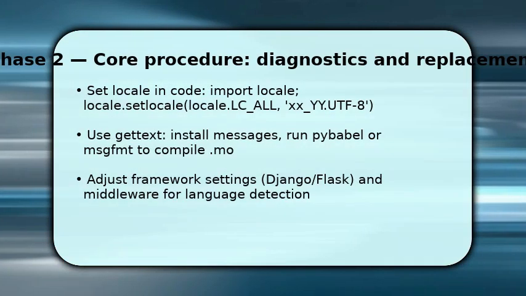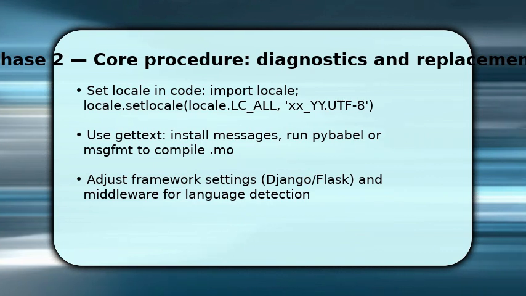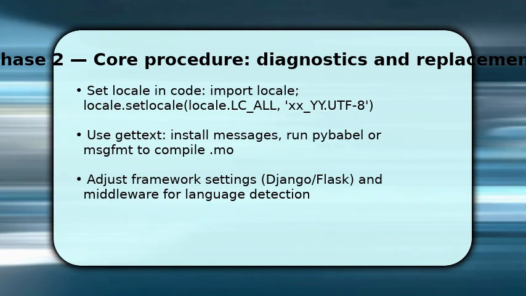You now configure localization inside your app and explain why each part matters. Import locale and set locale so string, date, and number formatting follow target conventions. This is essential for user-facing output. Use gettext or a similar library. Create PO files, translate text, then compile to MO so Python can load messages efficiently.